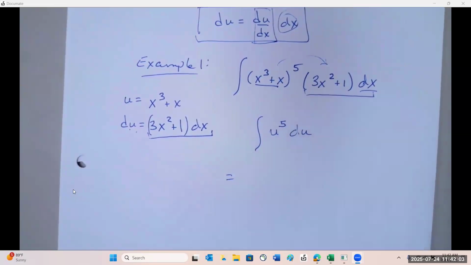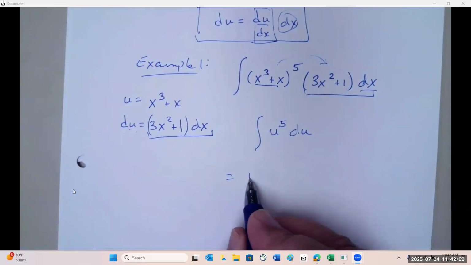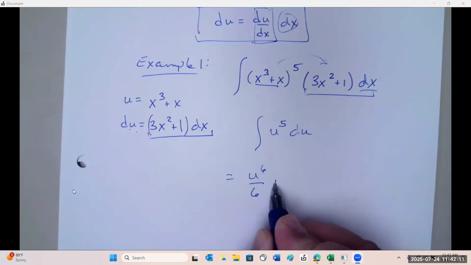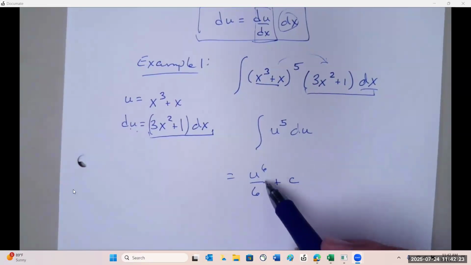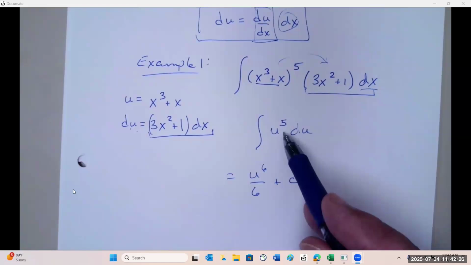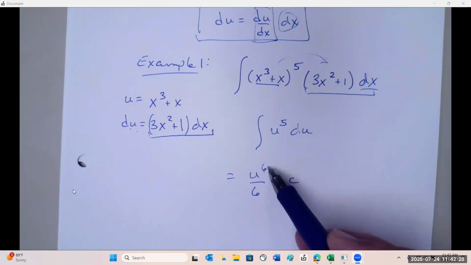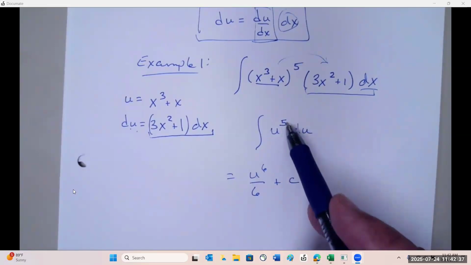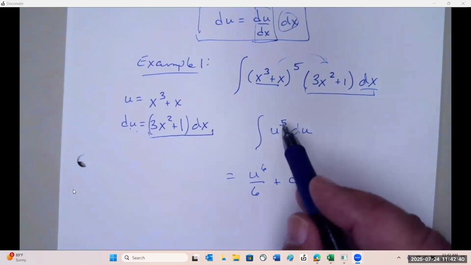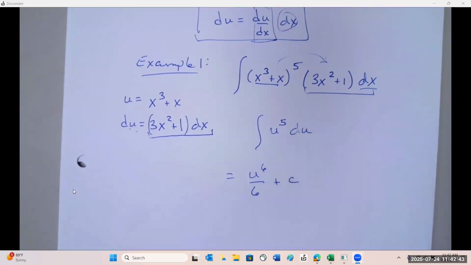So what is the integral of u to the 5th? u to the 6th over 6 plus c. If you're not sure, try it. Then take the derivative of this. It should equal that. That's why it's not u to the 4th over 4. If it was u to the fourth over 4, and I took a derivative of it, I would have u to the third. I'm going the wrong direction. So whenever you take the integral, your final answer has to be a higher exponent.